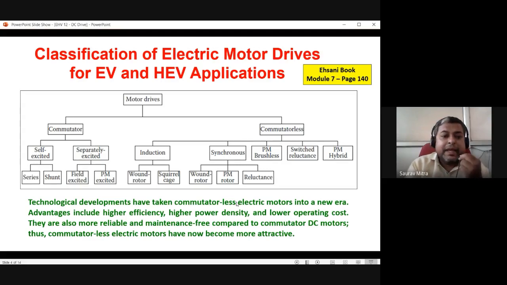Technological developments have taken the commutator-less electric motors, that means these AC motors, into a new era. Advantages include higher efficiency, higher power density, lower operating cost. They are also more reliable and maintenance free compared to the commutator based DC motor. The brush commutator arrangement always involves friction, so there is always wear and tear at the brush, and thus commutator-less electric motors have now become more attractive. Initially, commutator based DC motors were being used. Nowadays commutator-less induction motors are being used.